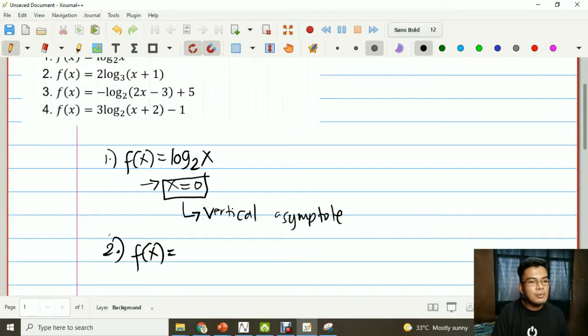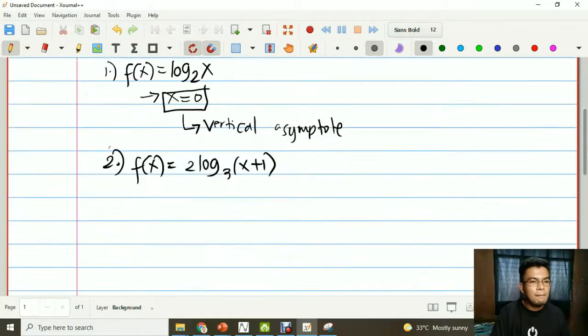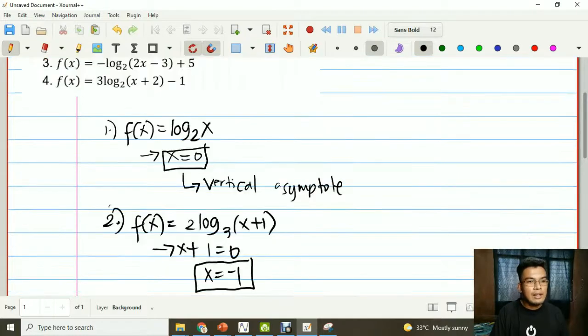Sa pangalawang function natin, we have 2 log base 3 of x plus 1. This will be x plus 1 is equal to 0. Transposing positive 1 to the right, it will become negative 1. Ito ho yung ating vertical asymptote.